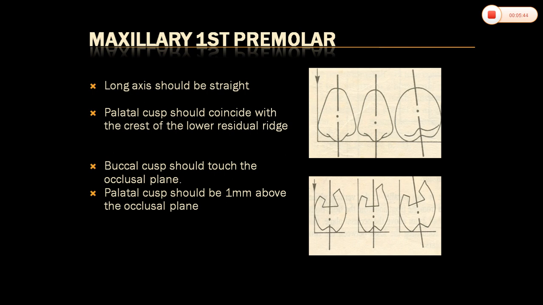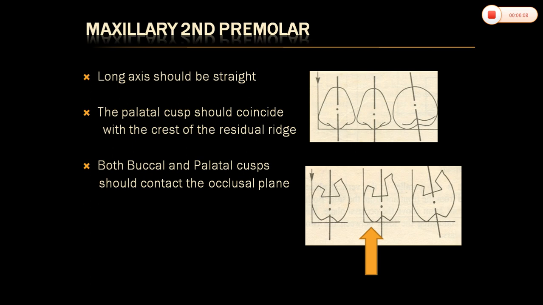We have to remember when placing, as usual, the long axis should be parallel to the vertical axis when viewed from the labial side, and the palatal cusp of the maxillary first premolar should fall on the crest of the mandibular ridge. The buccal cusp should touch the glass plate, and the palatal cusp should be 1 mm above the occlusal plane or glass plate. Coming to the maxillary second premolar.